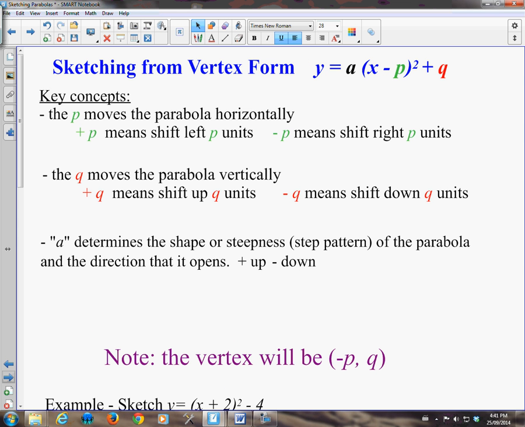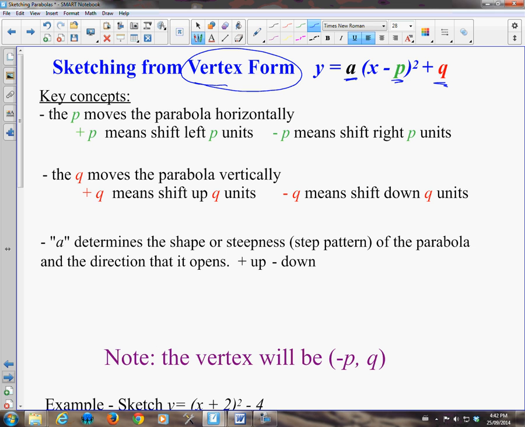So when we have an equation in this form, when you've got a number and a number inside the bracket and a number added or subtracted at the end, that is called the vertex form of a parabola. It's called vertex form because the vertex can be read right from the equation. The numbers that are added and subtracted give us our vertex. Be sure that you always use the opposite sign with the P because it moves it opposite.